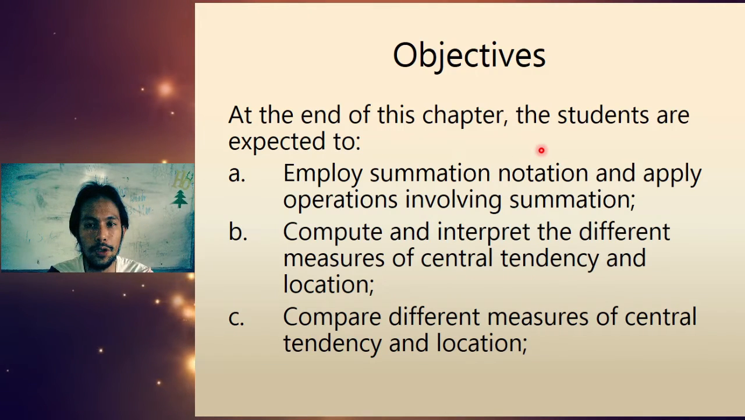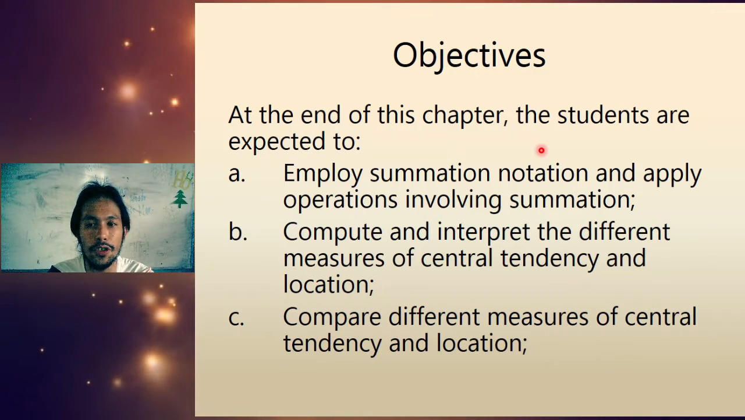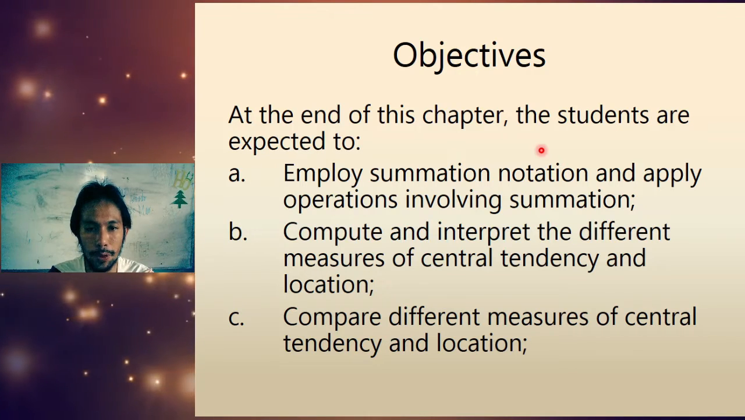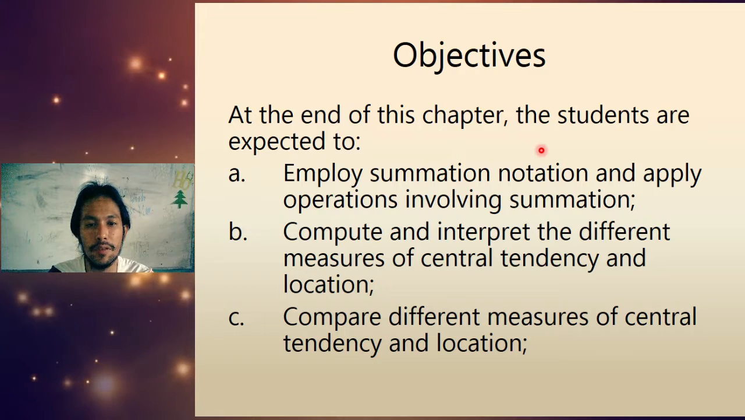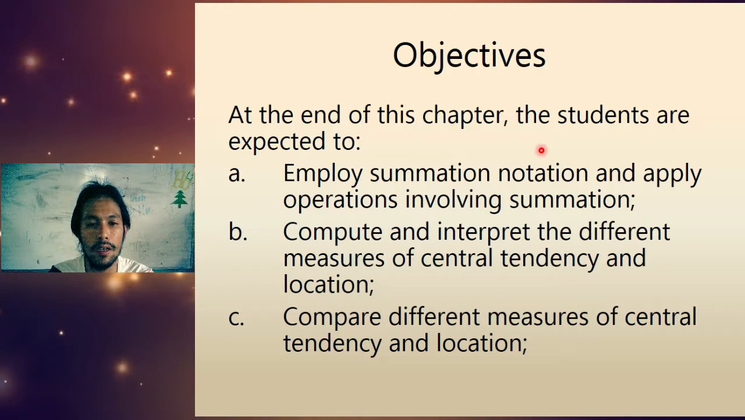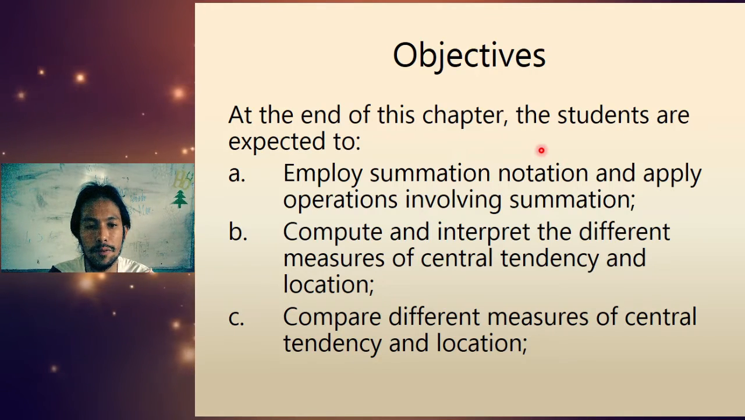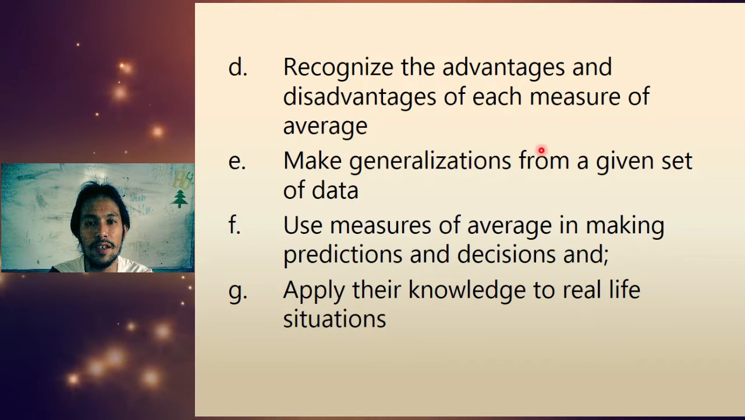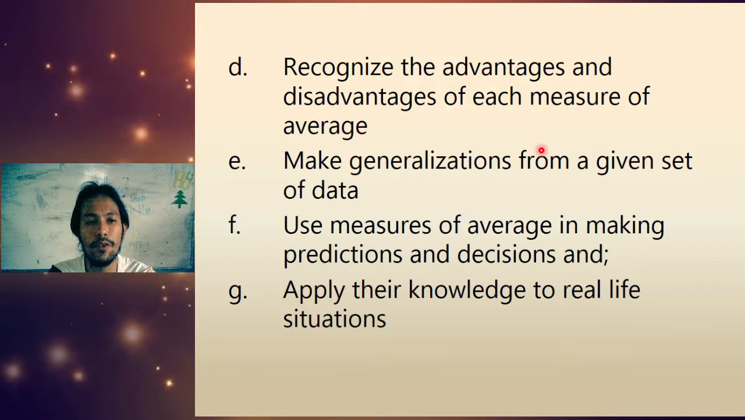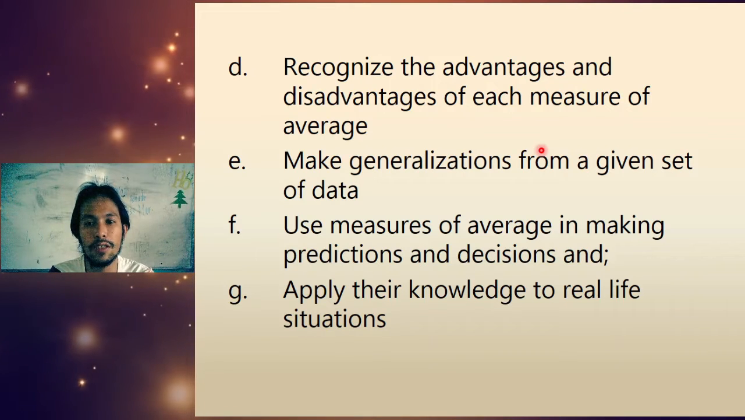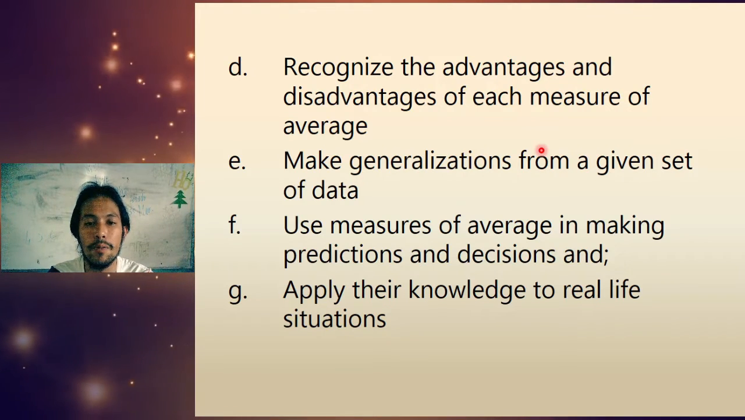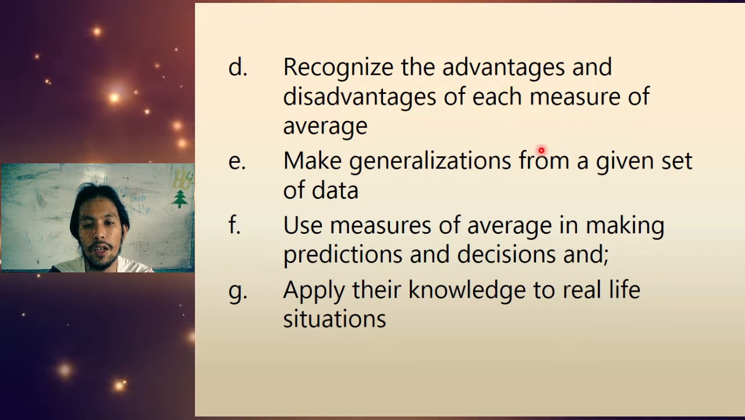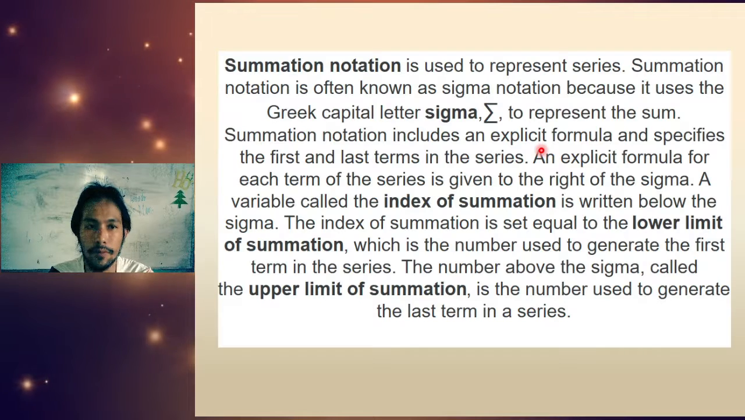So at the end of this chapter, the students are expected to employ summation notation and apply operations involving summation. Compute and interpret the different measures of central tendency and location. Compare different measures of central tendency and location. Recognize the advantages and disadvantages of each measure of average. Make generalizations from a given set of data. Use measures of average in making predictions and decisions, and apply their knowledge to real-life situations.